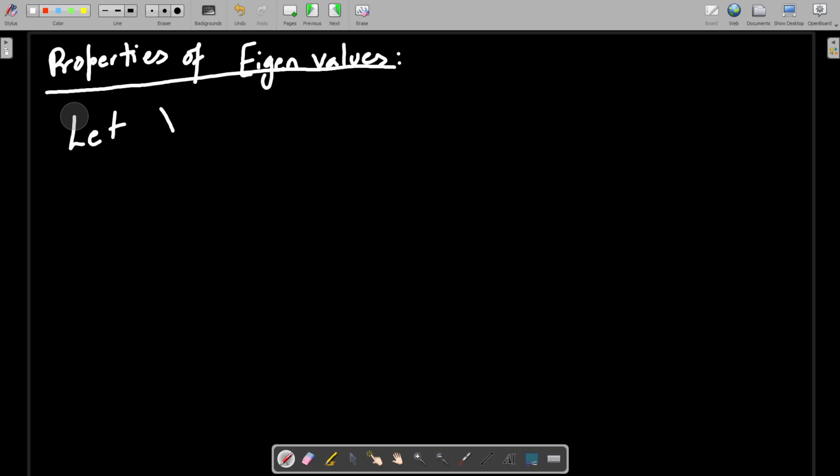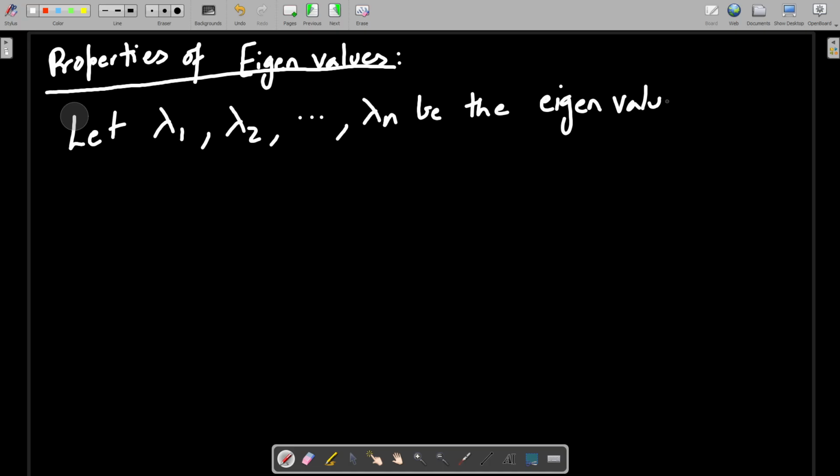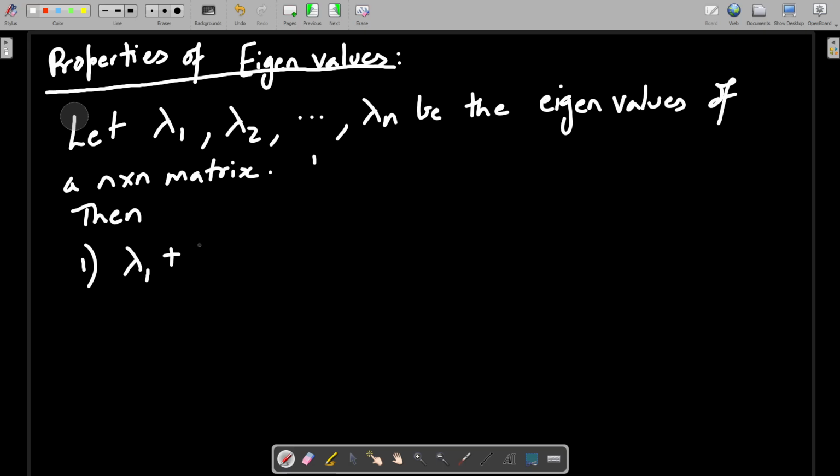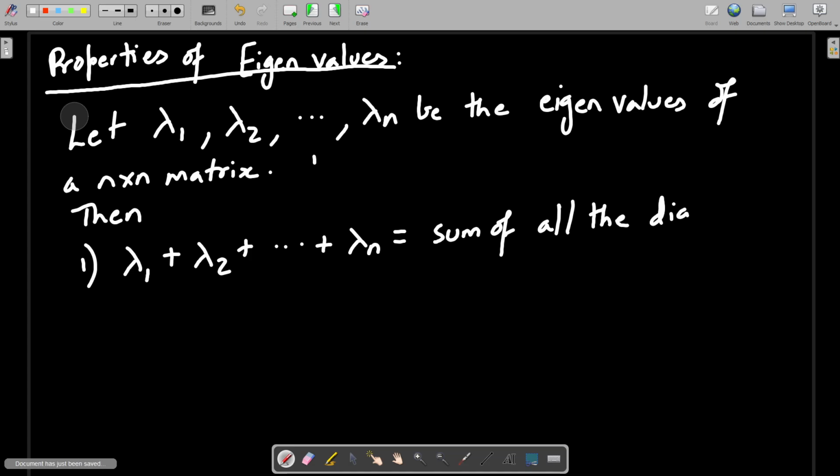Let lambda 1, lambda 2, up till lambda n be the eigenvalues of an n cross n matrix A. Okay, then the first claim is: lambda 1 plus lambda 2 up till lambda n is equal to the sum of all the diagonal entries of A.